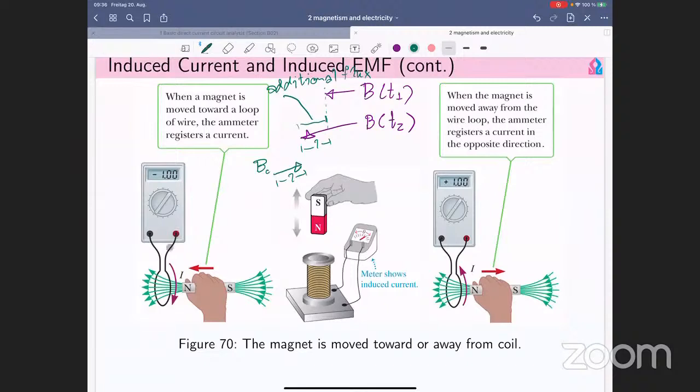From the red side to the black side, it's not the correct way to use the multimeter, so you get the negative value of the current, the negative value in ampere. And what happens if you stay closer to the conductor like this and you move the magnetic field out of the conductor?